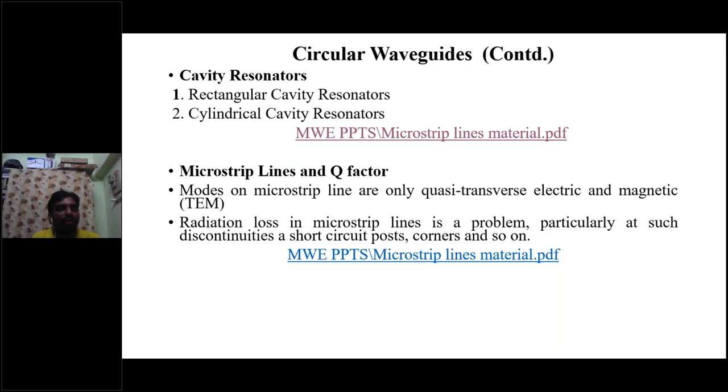Similarly, we go for circular waveguides. Again, for transverse electromagnetic waves there is no possibility. Again, you substitute Ez and Hz equal to 0 in the field components E rho, E phi, Ez, H rho, H phi, Hz, and again all field components vanish. That's why there is no possibility for transverse electromagnetic waves in rectangular waveguides and circular waveguides.